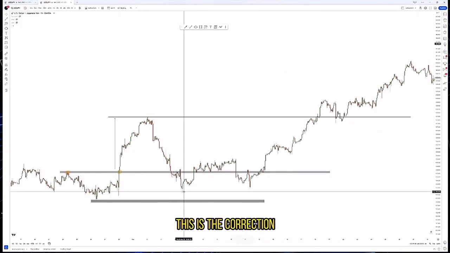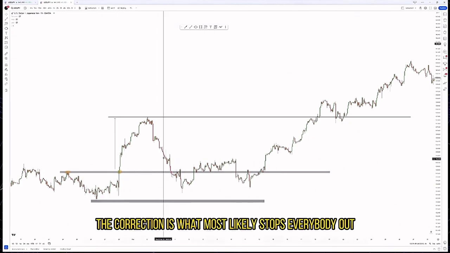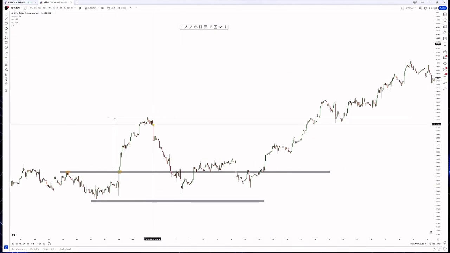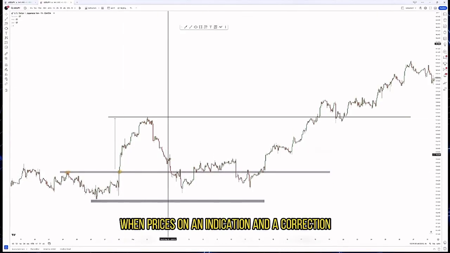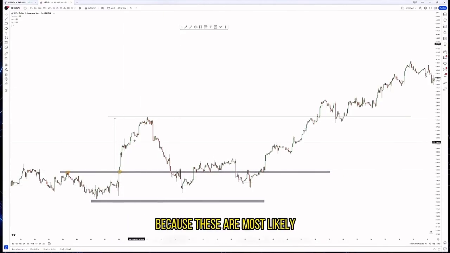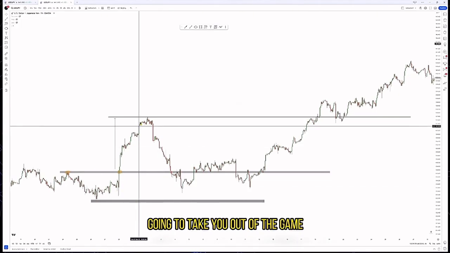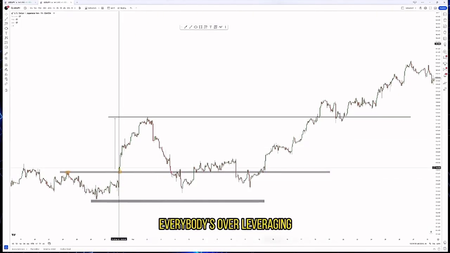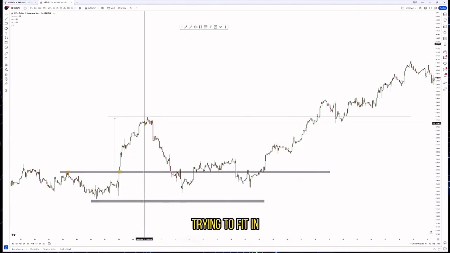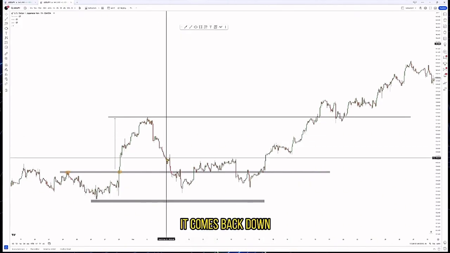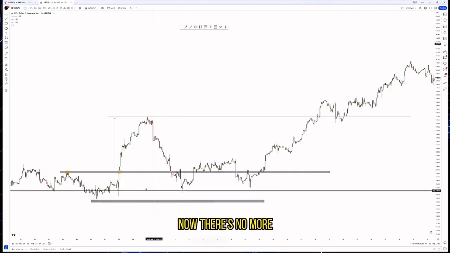This is the correction. The correction is what most likely stops everybody out. So you don't want to be in anything when price is on the indication and a correction, because these are most likely going to take you out of the game. Everybody's over leveraging, getting into the breakout, trying to fit in, and then later on it comes back down.